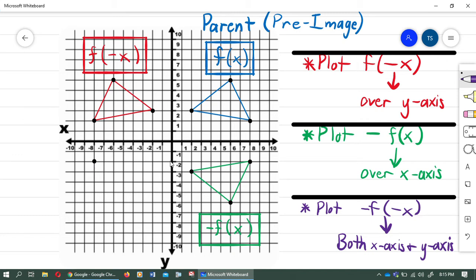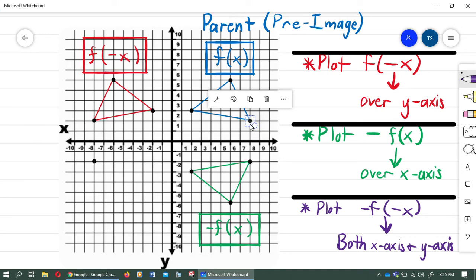8 units away. Let me count, make sure. 1, 2, 3, 4, 5, 6, 7, 8. Boom. Got it, right? So that will put the new point right there. And that would be after a reflection over both axes. After a reflection over the y-axis and a reflection over the x-axis.